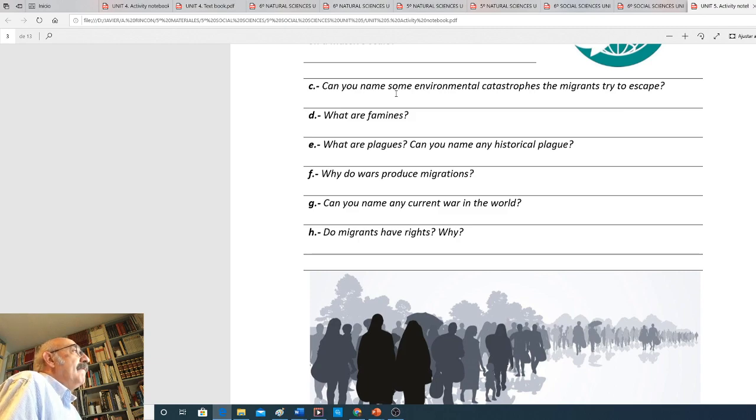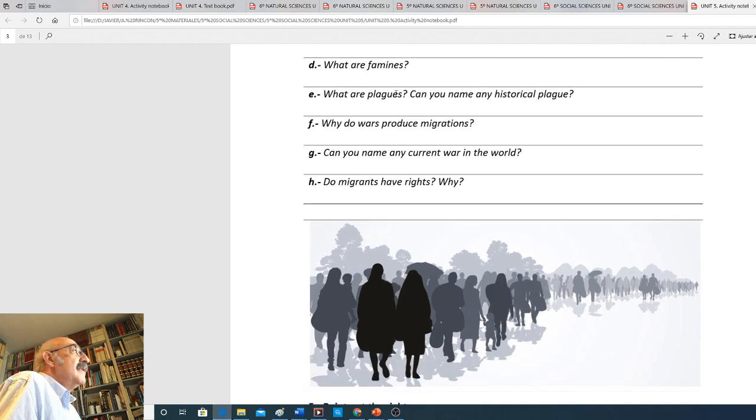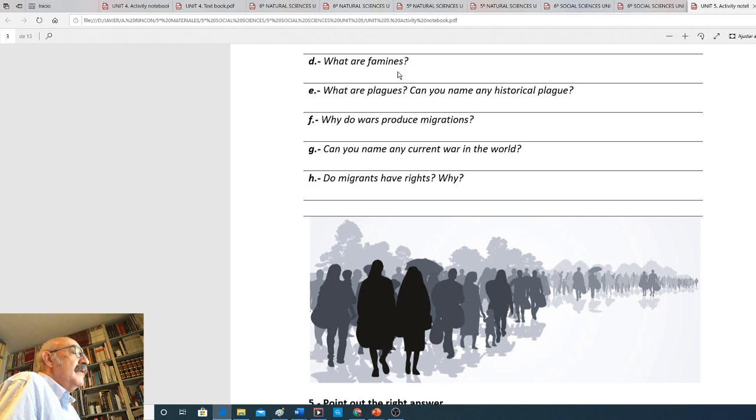And D, what are famines? Famines are situations in which there are people that can't eat and they are starving, they're dying, they have nothing to eat. Okay, one day, another day, 1 week, 1 month. These are famines. Good. What are plagues?